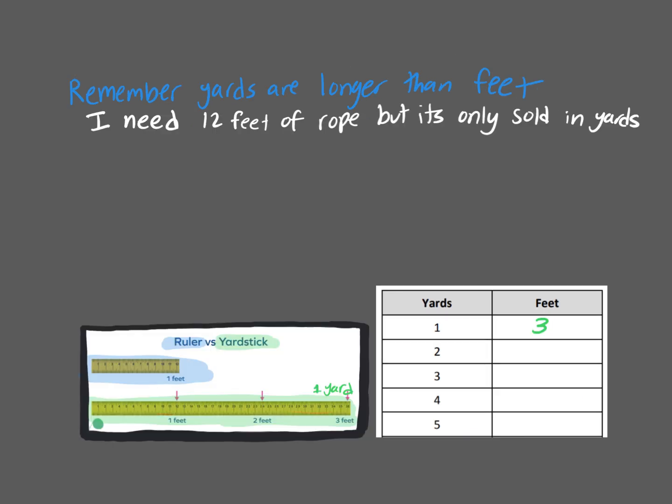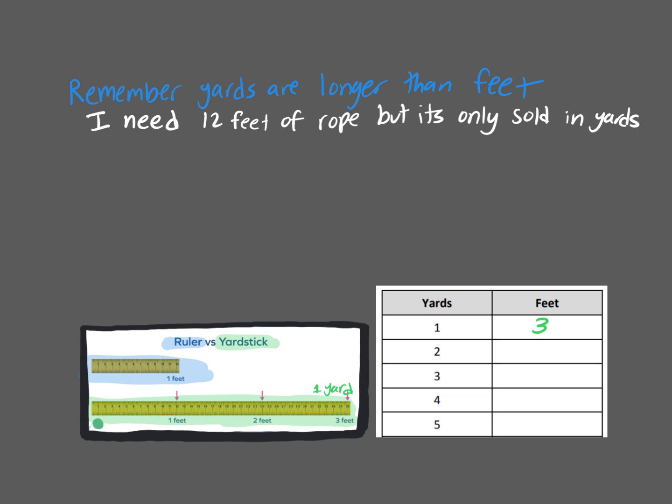For our second problem today, we need to remember yards are longer than feet. Our problem says, I need 12 feet of rope, but it's only sold in yards. So we need to figure out how many yards 12 feet is equal to. Down here, you will see I have already given us a ruler, which is 1 foot. And you can see I have a yardstick, which has 1, 2, and 3 feet marked. So I've written there are 3 feet in 1 yard.